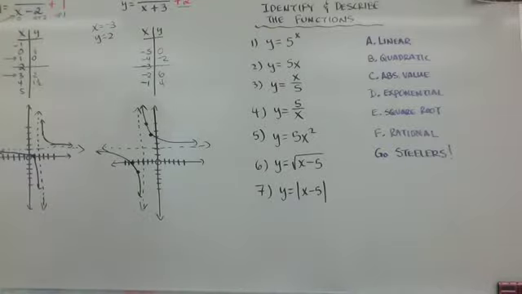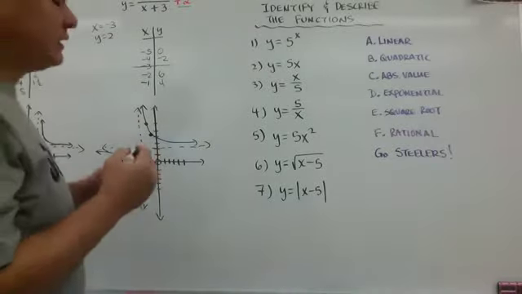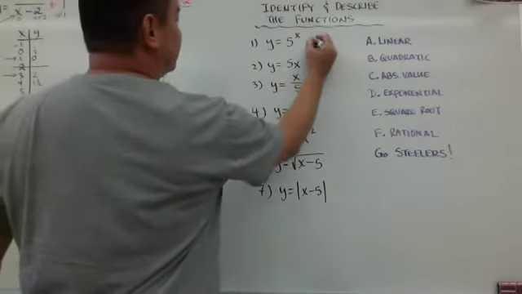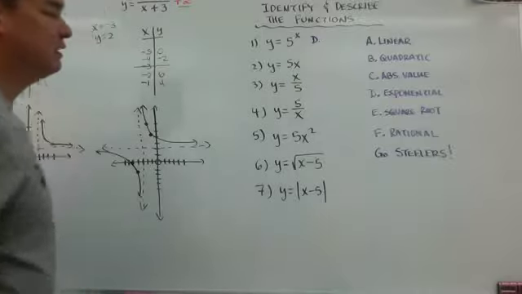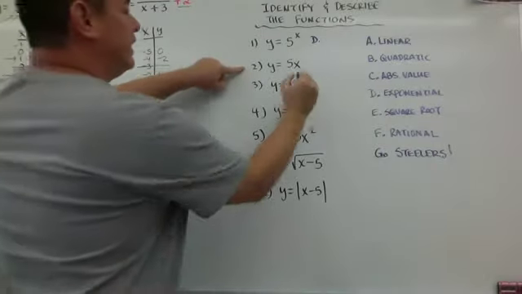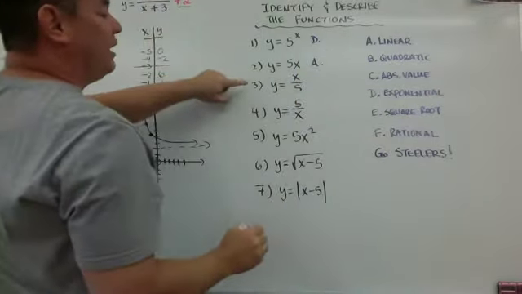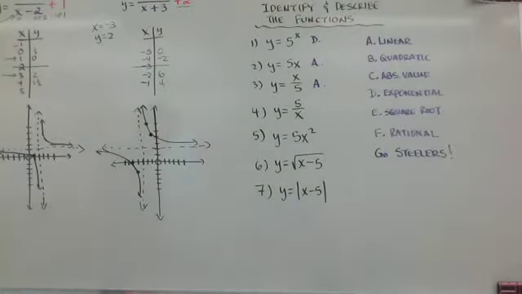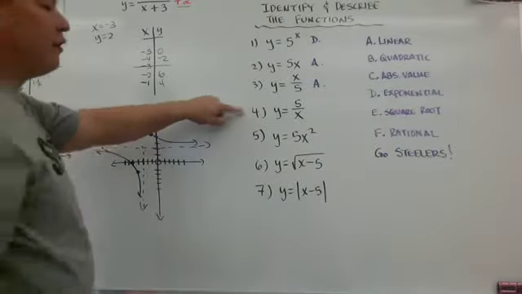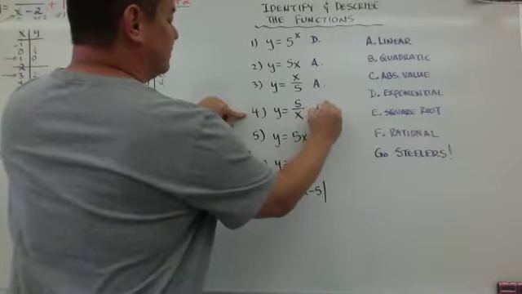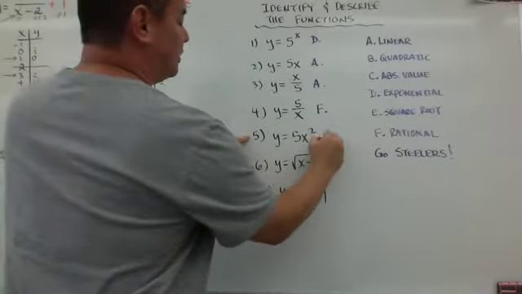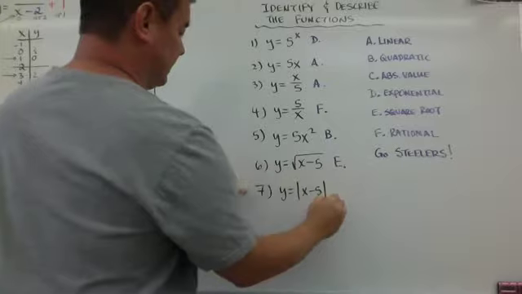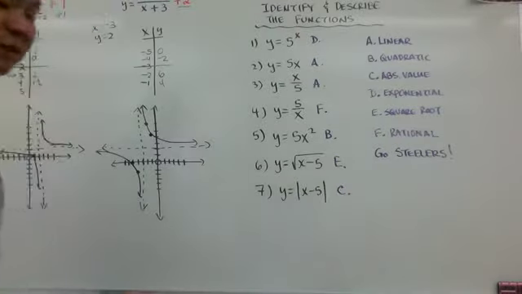Okay, hopefully you paused it and tried it. If you know this one, 5 to the x power is going to be exponential. So I'm going to put a D here. Y equals 5x is linear. Y equals x over 5 is still linear, because it's like saying 1/5 x. Y equals 1/5 x. 5 over x is your rational. 5x squared is your quadratic. And this is obviously the square root. And this is obviously your absolute value.